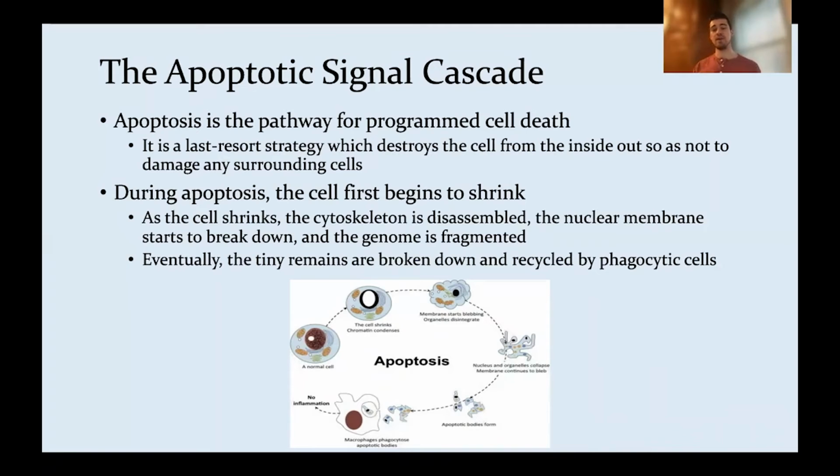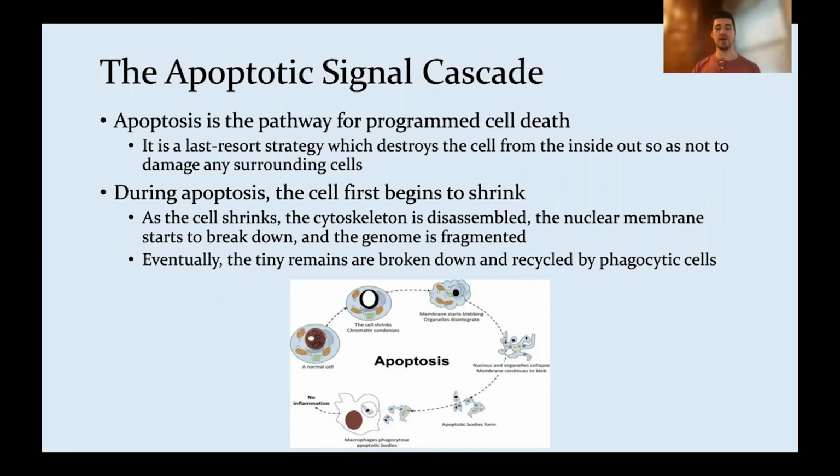So it's just the body's way of getting rid of cells that we don't need anymore, and it does it in a very safe way so that it doesn't damage any other healthy cells around it. It's sort of a very quiet fizzle out rather than a huge burst, as a cell that is lysing would be. During apoptosis, the cell first begins to shrink. As the cell shrinks, the cytoskeleton is disassembled.